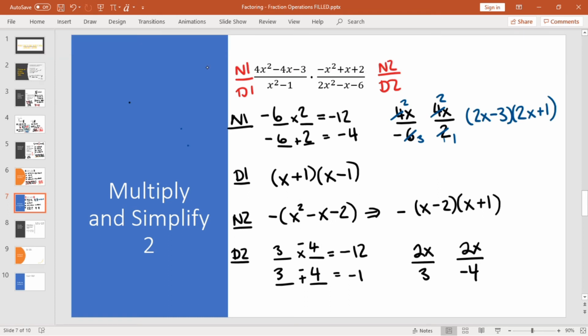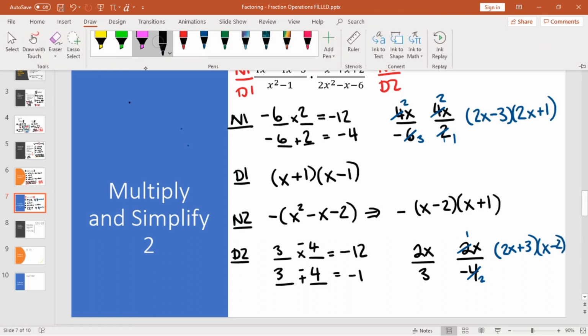Can't cancel anything in the first fraction. 2 over negative 4 is the same as 1 over negative 2. And this guy factoring will be 2x plus 3 and x minus 2. Okay, so I'm going to try and take this over into the blue area to continue on.